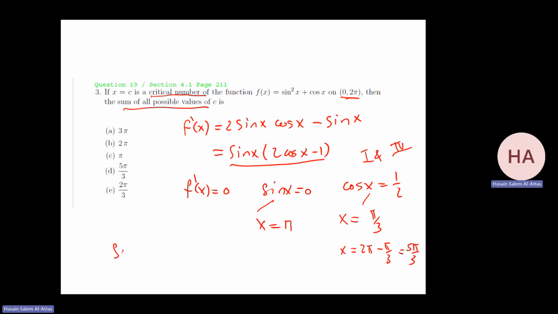So it will be the sum. The sum will be pi plus pi over 3 plus 5 pi over 3. That will be pi plus 2 pi, which is 3 pi. That will be the answer.